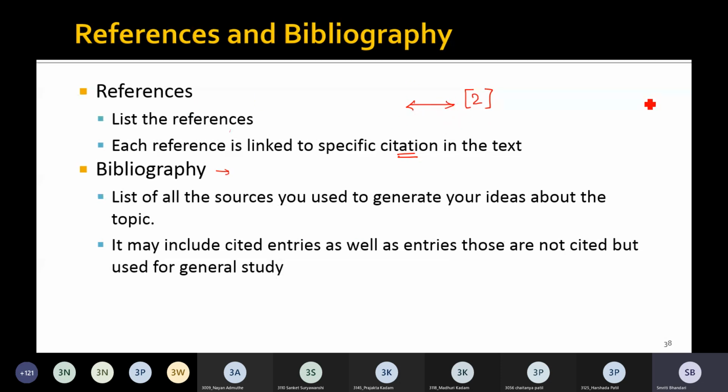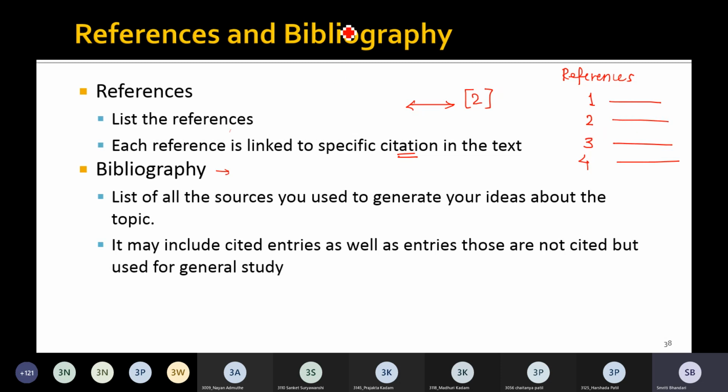Citation is, see here, this I mentioned, no? So I'm referring to some material from some paper. So under references, I'm having reference number 1, name of the paper, reference number 2, another paper, reference number 3 may be a website, reference number 4 may be a book, whatever it may be. So under bibliography, I'll be listing out all the sources that are being used. But under references, I'll be listing out the sources which are cited in the text.